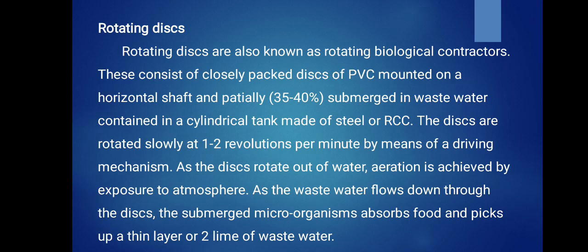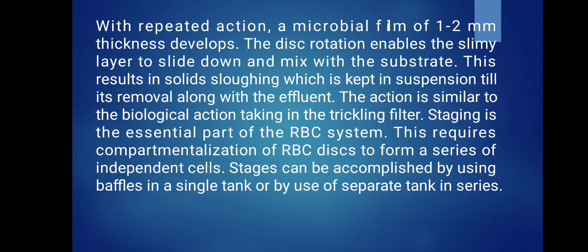When the disc starts rotating, the aeration is achieved by the atmosphere and hence the microorganisms present in the wastewater absorb food from the atmosphere and then pick up a layer of wastewater. With the repeated action of rotating disk, the rotating disk is rotated continuously with a speed of 1 to 2 rpm. Therefore, a microbial film of 1 to 2 mm thickness develops at the top layer of a wastewater.